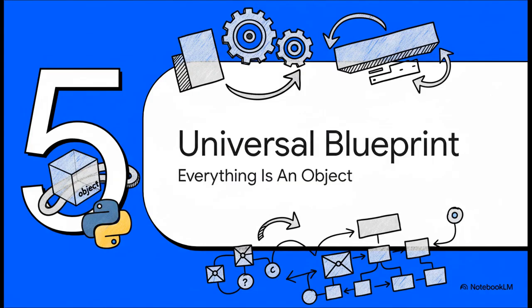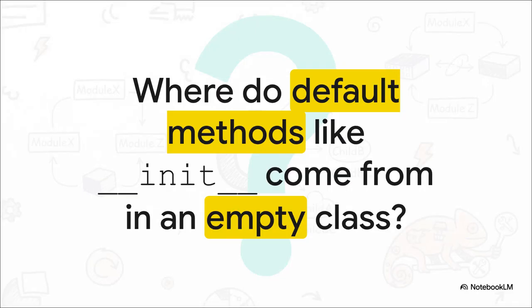Okay, for our final section, we're going to pull back the curtain and reveal a fundamental truth about Python that ties all of this together. It's the universal blueprint for everything. Have you ever stopped to think about this? You can make a totally empty class, create an object from it, and it just works. It already has methods like __init__ or __str__ built in. Where do those come from? How is that even possible?